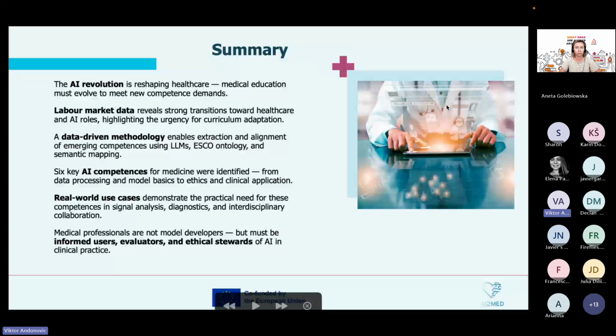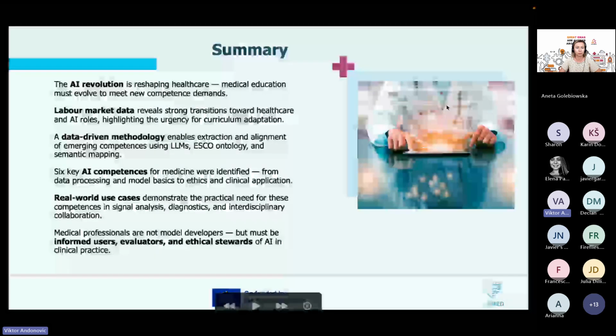We saw real world use cases and how the extracted competences come into play in modern medicine and AI projects. We saw 2 use cases, and we covered the AI skills which are necessary for signal analysis, diagnostics, and interdisciplinary collaboration between the healthcare professionals and the data scientists and AI experts. And of course, as I said, medical professionals are not model developers, but they must be informed users, evaluators, and ethical stewards of AI in clinical practice.